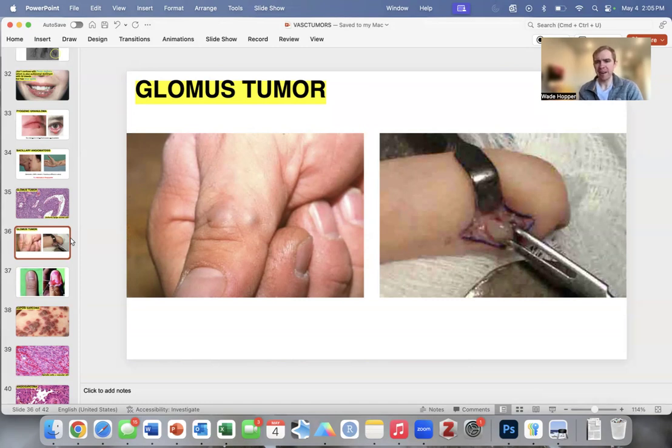Here's a photo on the right of someone taking one out. Not us. I didn't do it. Somebody did it. Good job. You can do this usually in a minor procedure setting with a good digital block. You just take some local and boom, boom.